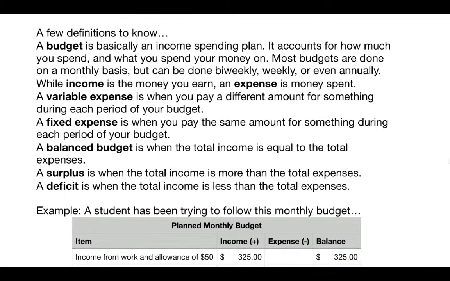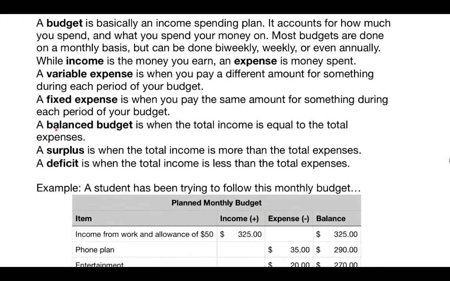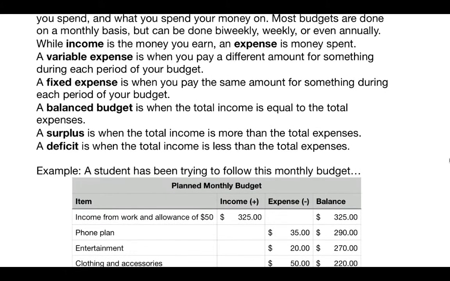There are three types of budgets. There's a balanced budget, which is when your income and your spending are equal. A surplus is when your total income is actually more than the total expenses, and you have a deficit when you spend more than your total income. Obviously that's one that you want to avoid, but those are the three situations.